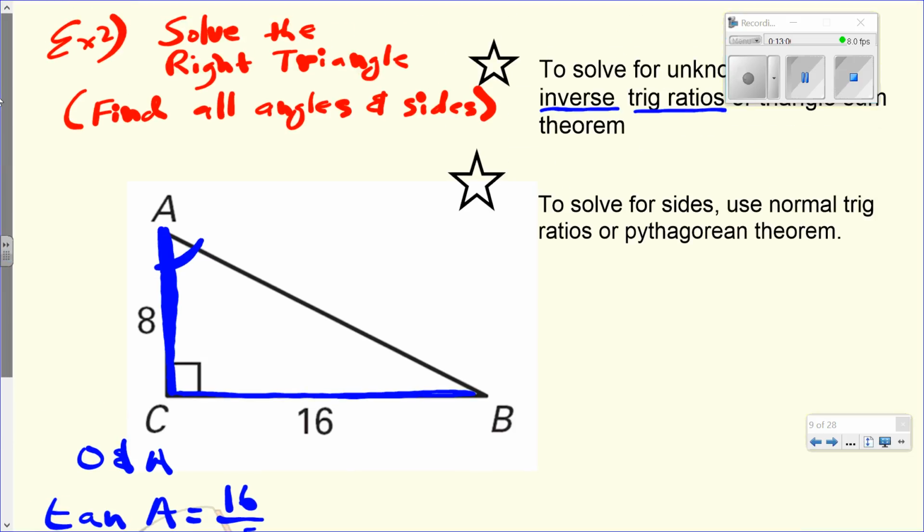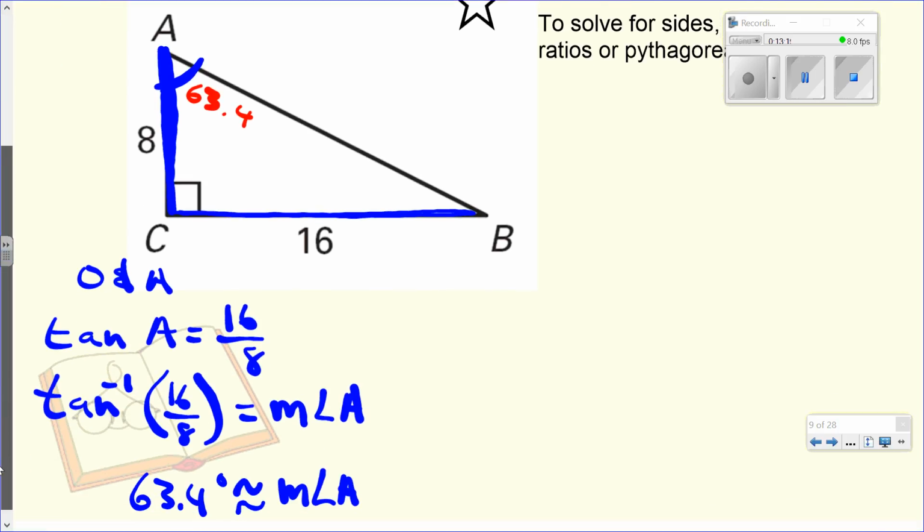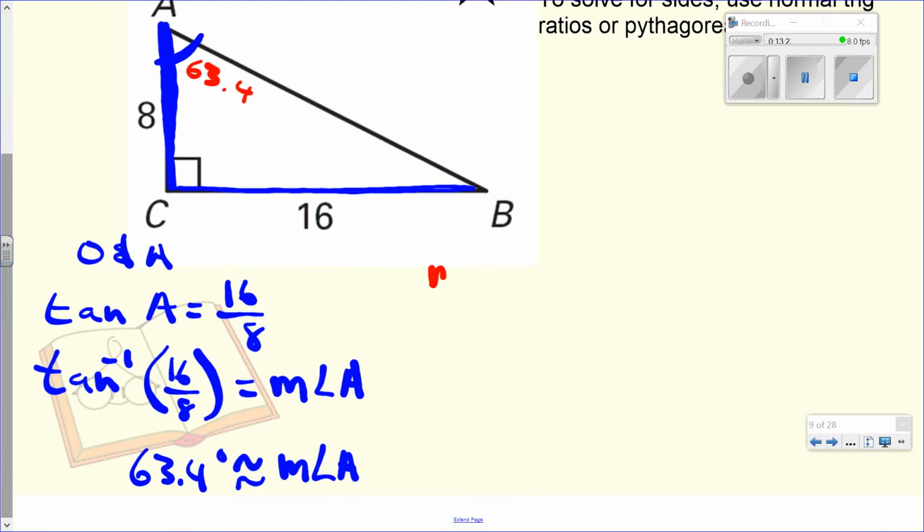What's the mission, though? The mission here is to solve the right triangle. That means find all the angles and sides. So we know angle A is 63.4. Is there any other angle I have to solve for? B. I can use inverse trig, or I can just use triangle sum theorem. I'm going to use triangle sum theorem. The measure of angle B is equal to 180 minus 90, that's the right angle, minus 63.4.